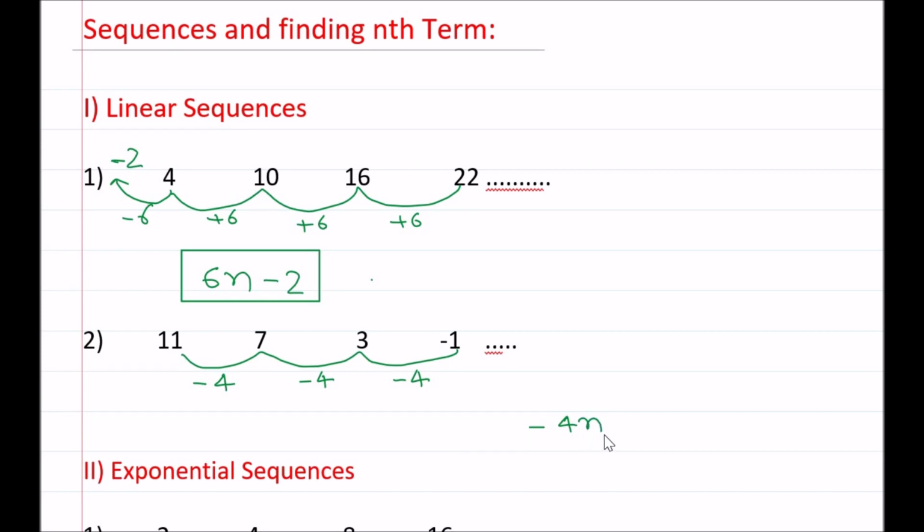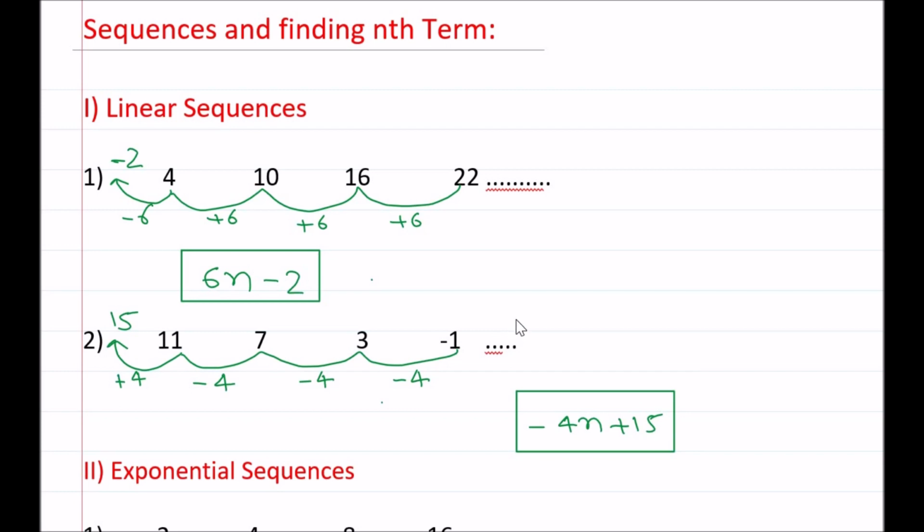Now you have to find what you need to add or subtract in this to get the sequence. We'll go one step back. Now on the right side we were subtracting 4, so going left side will be adding 4. Okay. So 11 plus 4, 15. 15 is positive, so minus 4n plus 15. This is the nth term of this sequence. Let me put it in the box. This is the answer. I hope this is clear to you.